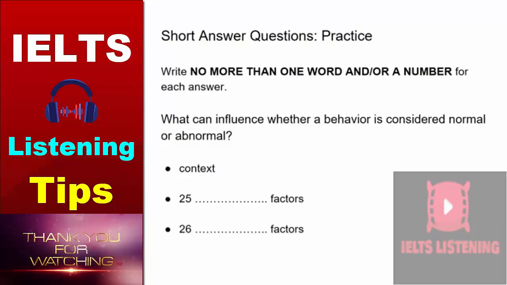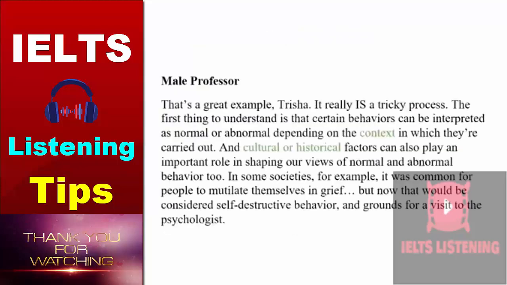That's a great example, Tricia. It really is a tricky process. The first thing to understand is that certain behaviors can be interpreted as normal or abnormal depending on the context in which they're carried out. And cultural or historical factors can also play an important role in shaping our views of normal and abnormal behavior too. In some societies, for example, it was common for people to mutilate themselves in grief, but now that would be considered self-destructive behavior and grounds for a visit to the psychologist.